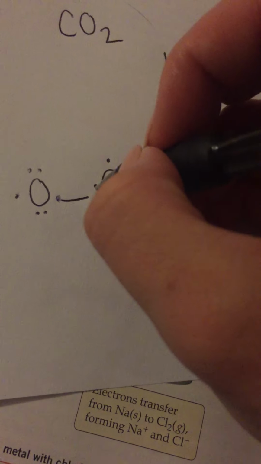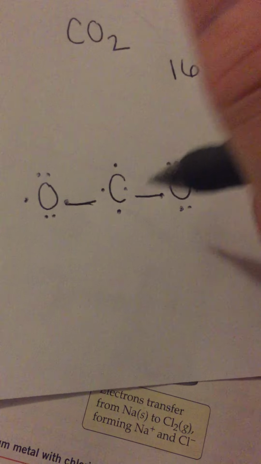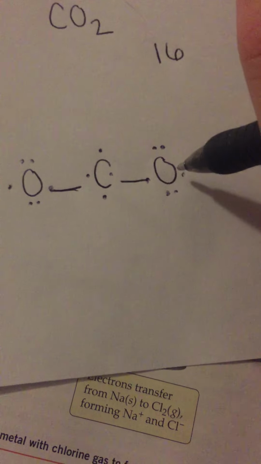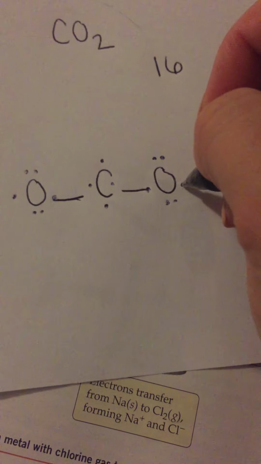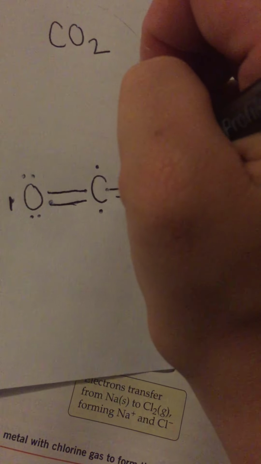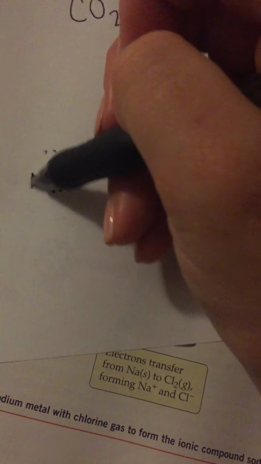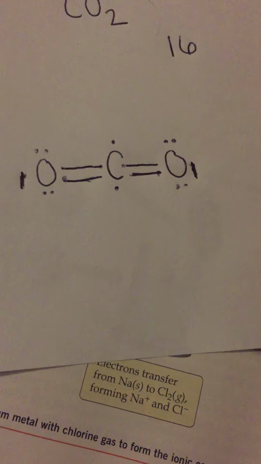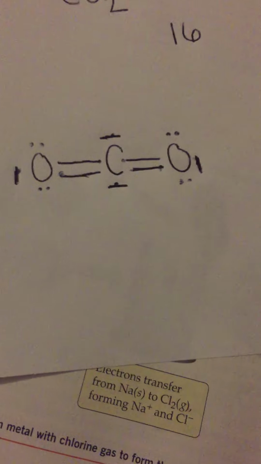So if we do a single bond, carbon would only get 4, oxygen would only have 6, plus its 1 lone electron. So we would take away this lone electron on both, and we will double bond. So these are gone. Now, also with carbon, these will come around to bond.